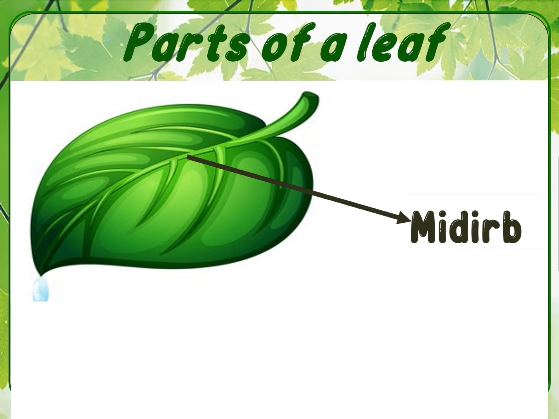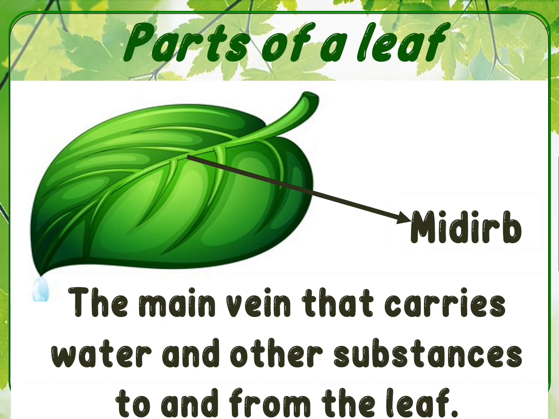Now the midrib is actually the main vein which carries water and other substances to and from the leaf. So the midrib is the main vein which carries the water into the leaf and also back from the leaf sometimes, because the food is made in the leaf and it's sent to different parts of the plant, right? And then the small lines which branch out from the midrib are the veins. So this is the main vein, and then you have small veins coming out of it. Now let's watch a video of this.